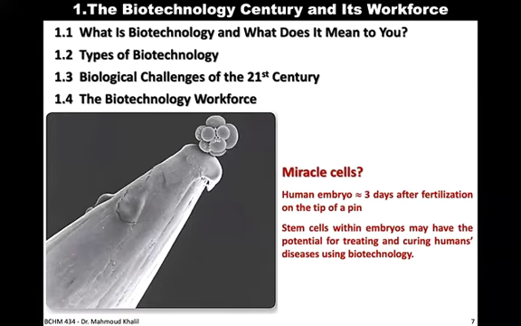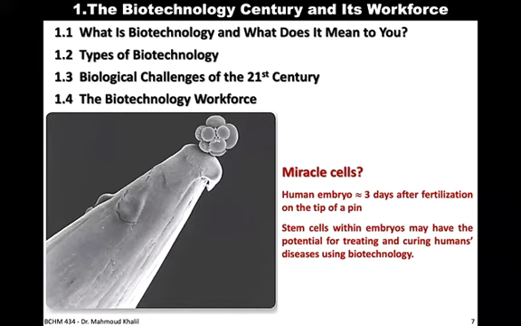In addition, there are a lot of stem cells within these embryos that have the potential for treating and curing a lot of human diseases, by using biotechnology. So scientists are trying to extract these stem cells because they have the potential to differentiate into every single type of our body cells. They try to extract these stem cells and differentiate them into various types of body cells. This will help a lot in the process of transplantation.